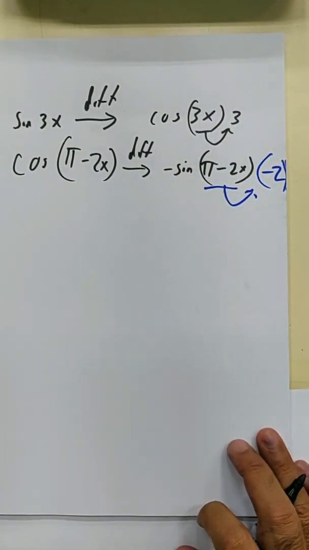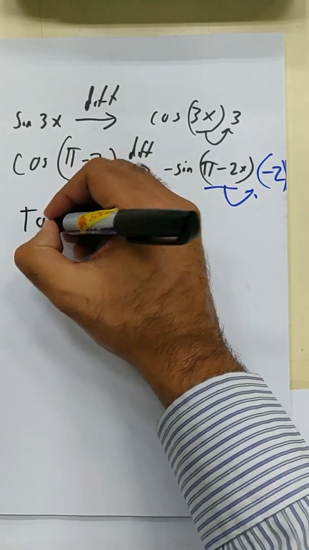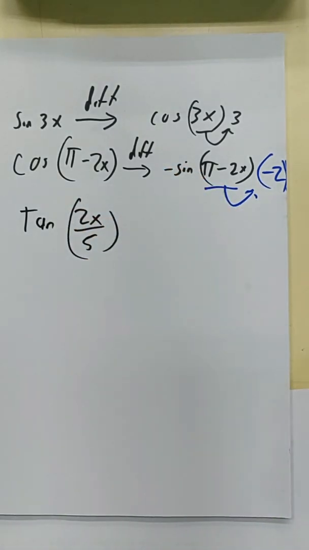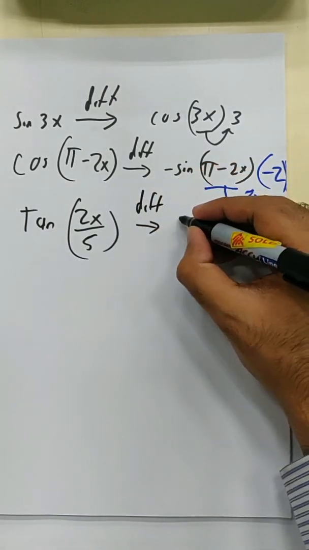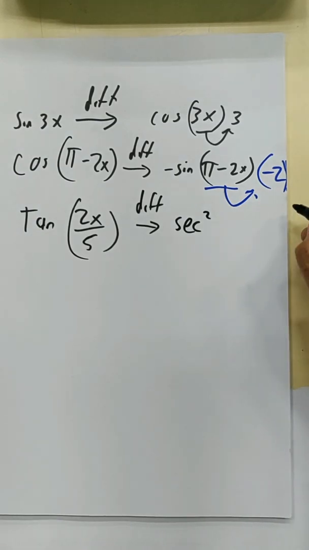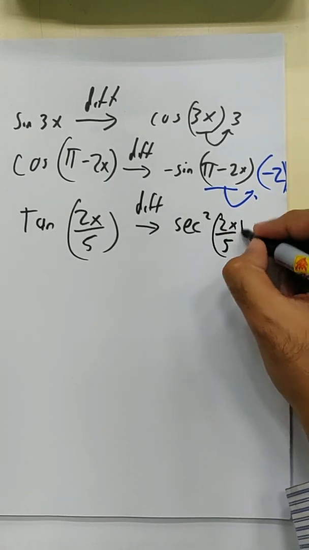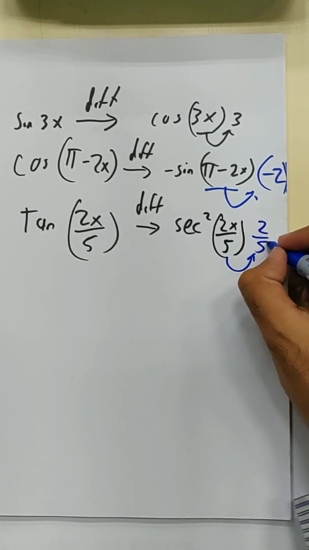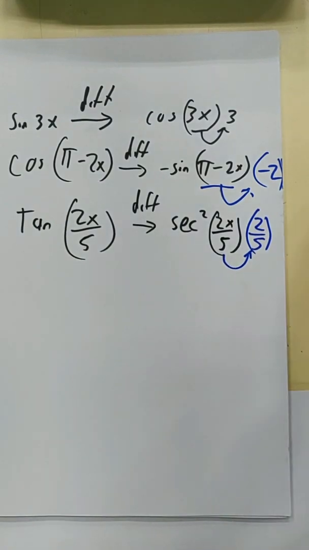Just some basics. Now what if I say to you, differentiate tangent 2x over 5? Sec squared. Sec squared what? 2x over 5. You copy them first and then multiply by 2 over 5. As simple as that.